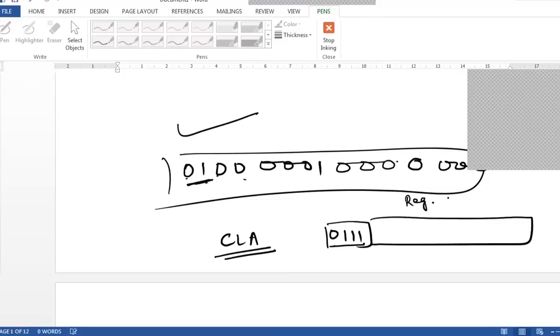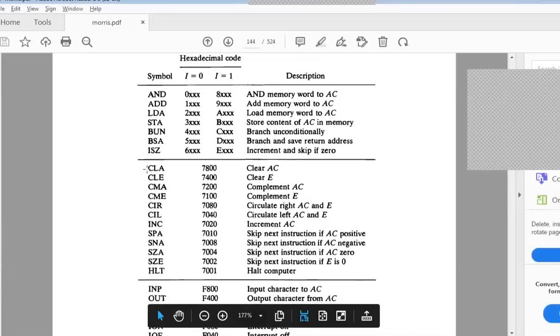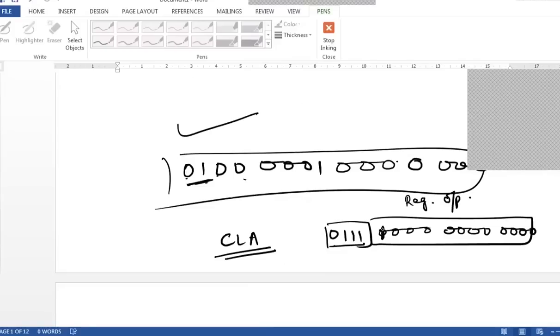What had we written there? We had written register operations. Initially, all these are zeros. Okay. Now, when we want to frame the first instruction, what we will do is we'll place 1 over here. Remaining would be 0. So what happened? 7, 8, 0, 0. This is how we got the instruction clear accumulator.